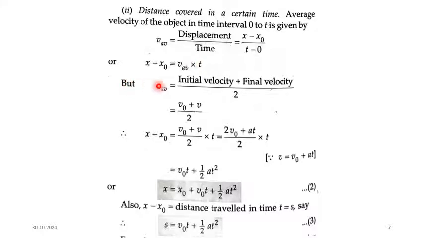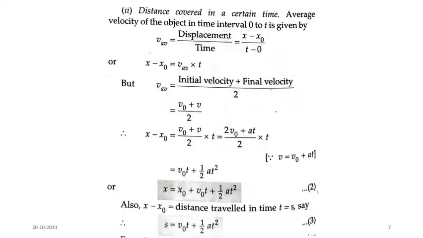Now v average, we also know that average velocity can also be written as initial velocity plus final velocity divided by 2. My initial velocity was v0, my final velocity is v. So I can substitute this v average here. So I can write x minus x0 equals v0 plus v divided by 2 times t.